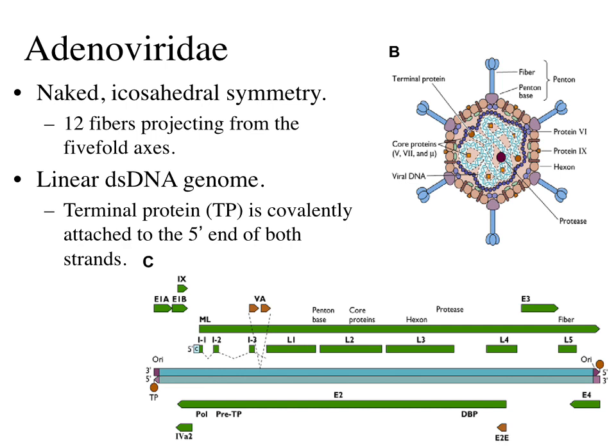Both the terminal protein and the inverted terminal repeats are involved in viral DNA replication. So it's a naked virus with icosahedral symmetry, but notably it has those distinct fibers that project from the 5-fold axes of the icosahedron.